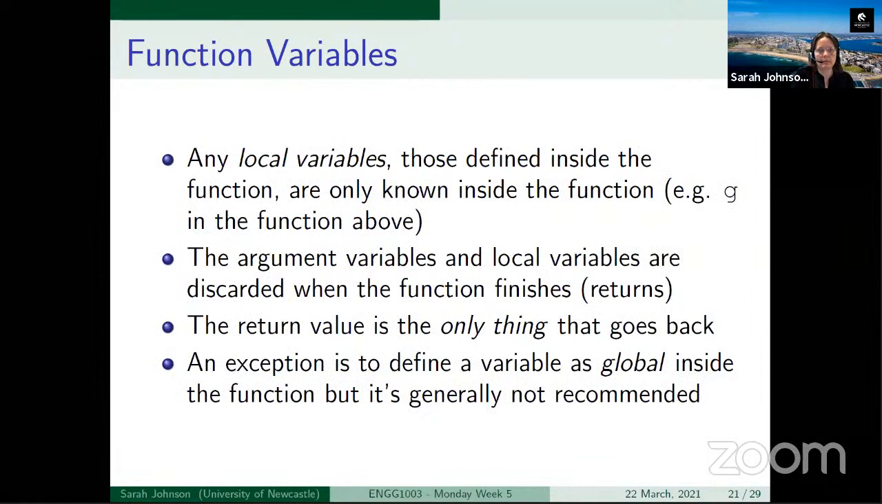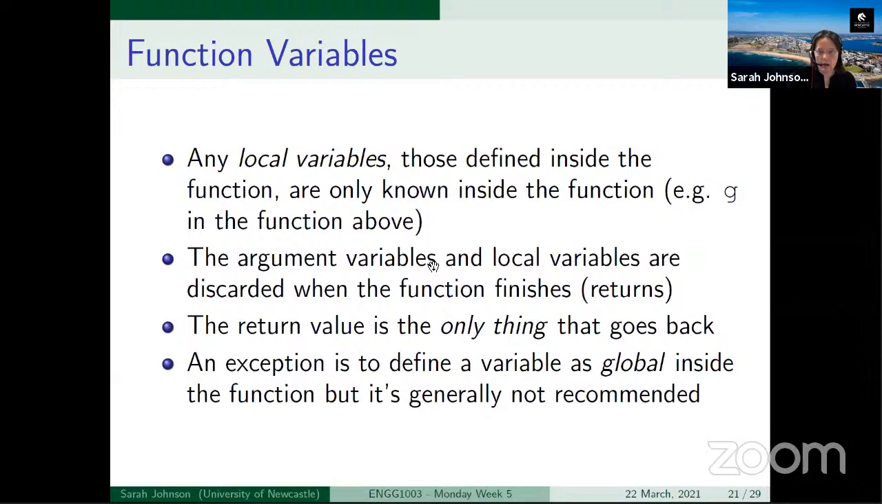Okay, so local variables are those variables that are defined inside a function and are only known inside the function. So for example, g, as we saw earlier. The argument variables and the local variables are discarded when the function finishes, when it returns back to the main code. So all that information is lost. The return value is the only thing that goes back.